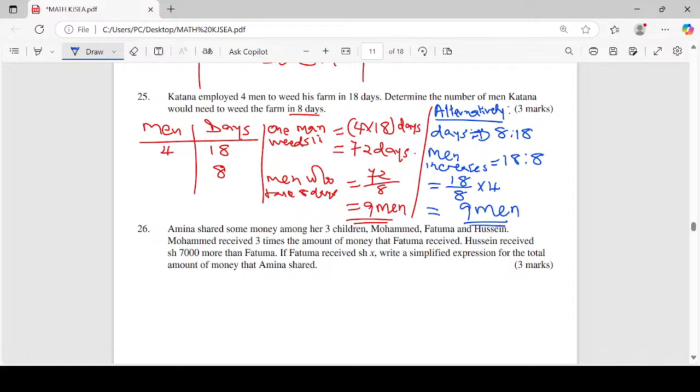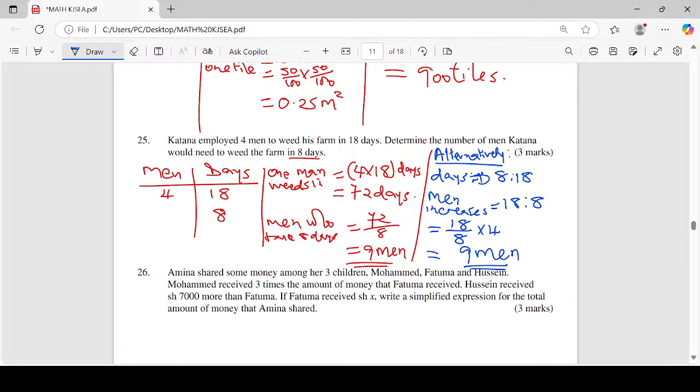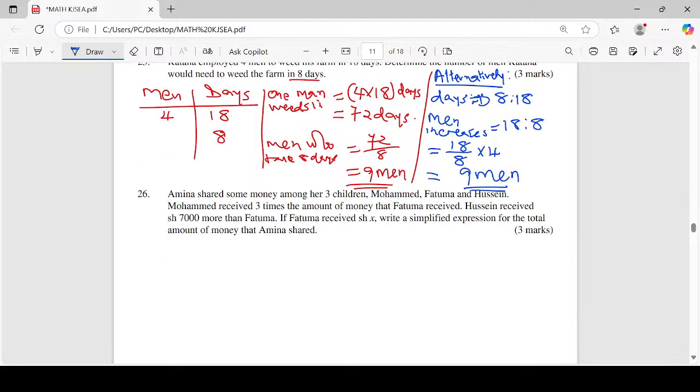So those are the two methods which you can use to solve that question. Whichever you find yourself much more conversant with, it's okay. I've given out the two methods because some learners find it different. You find different methods of using it. So the one you find easy, you can proceed with it.